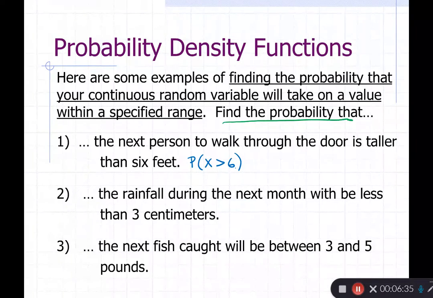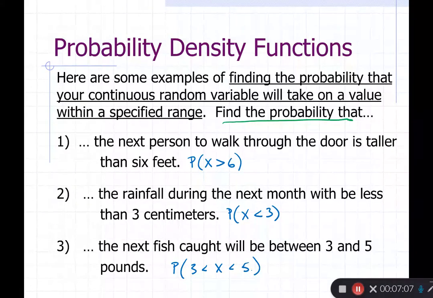Or what's the probability that the rainfall during the next month will be less than 3 centimeters? So what's the probability x is less than 3? And the only other option is probability x is bigger than, x is smaller than, or x is between two numbers. So the next fish caught will be between 3 and 5 pounds. So that's the probability x is bigger than 3 but less than 5.